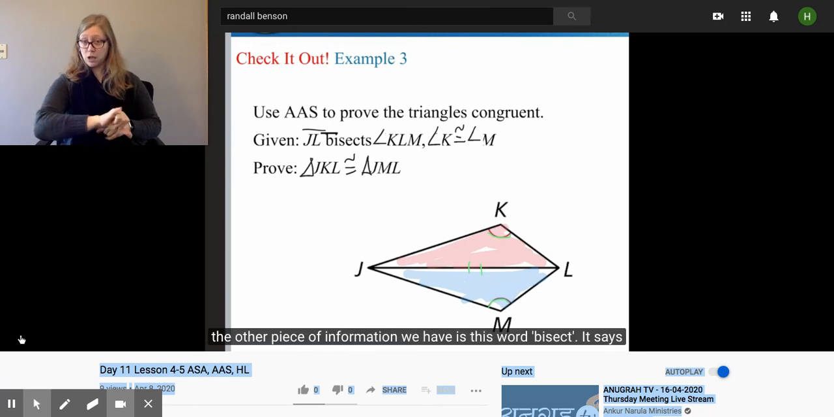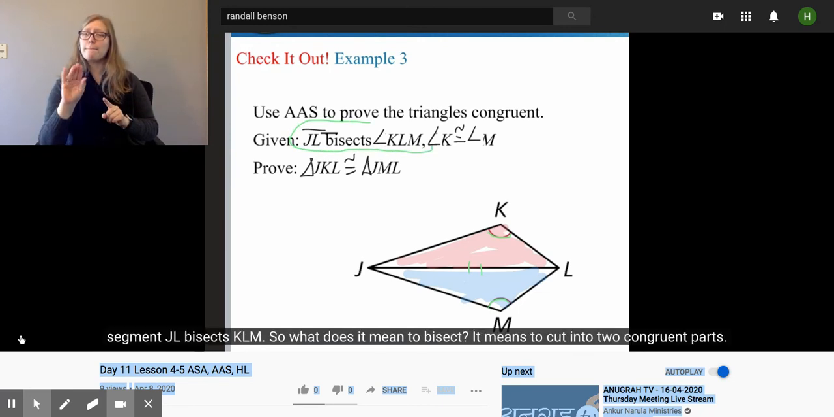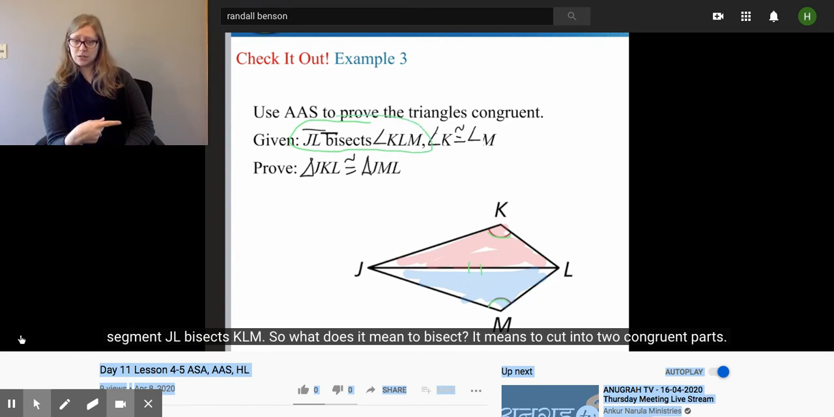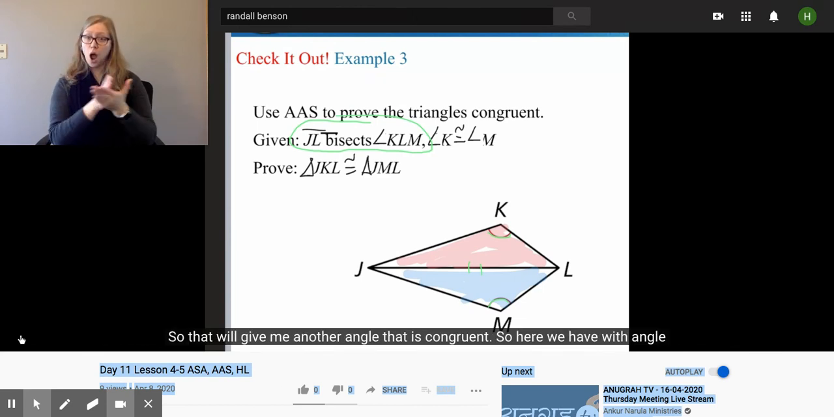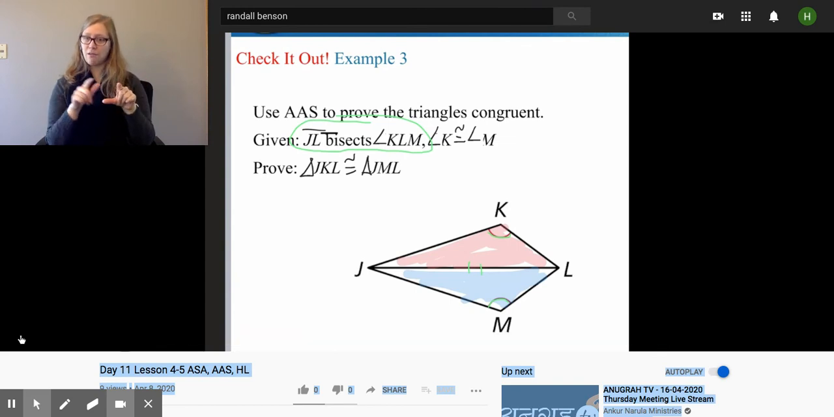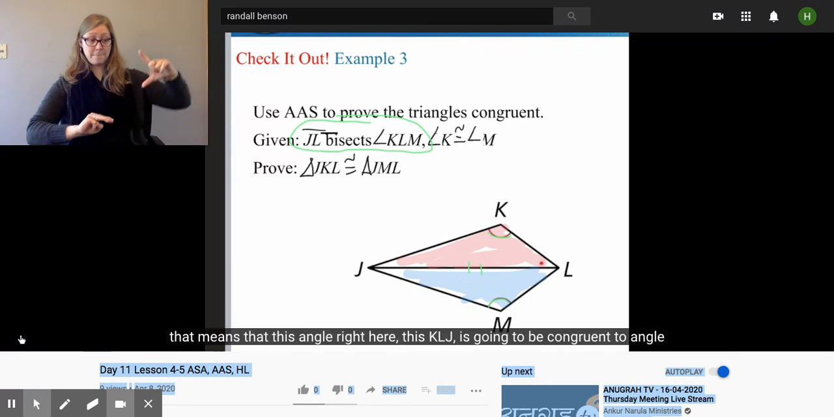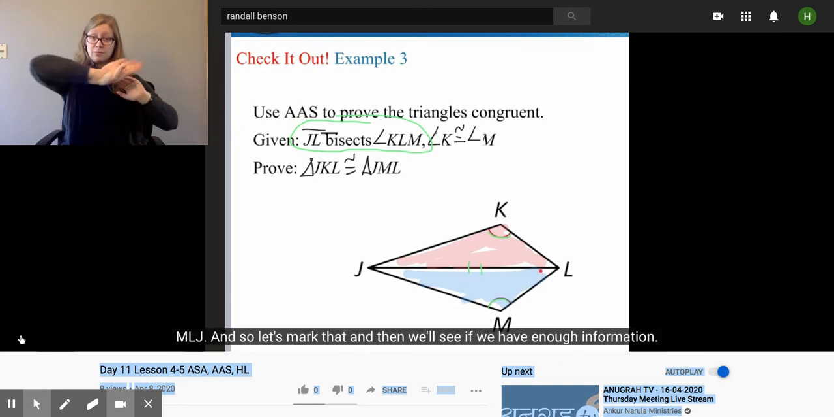And the other piece of information we have is this word bisect. It says segment JL bisects angle KLM. So what does it mean to bisect? It means to cut into two congruent parts. So that will give me another angle that is congruent. Here we have angle KLM, and if it bisects it, that means that this angle right here, KLJ, is going to be congruent to angle MLJ.